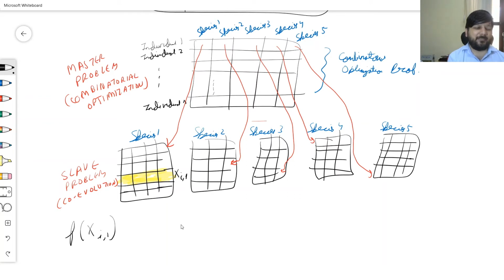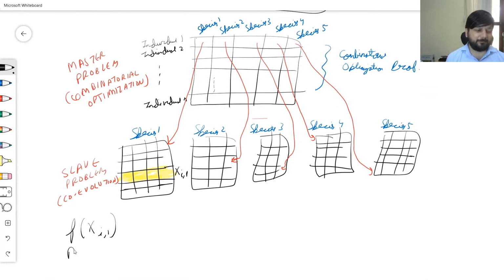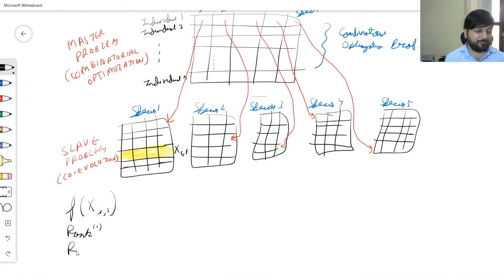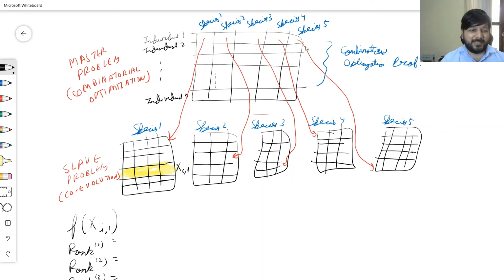So I take rank 1, rank 2, and rank 3 individuals. And how do I get that? I say which is rank 1 over here, which is rank 2 over here, which is rank 3 over here. So say this is rank 1, this is rank 2, and this is rank 3. So let's do it for 1, and it'll be replicated exactly the same for 2 and 3. So that's the rank 1 individual over here.